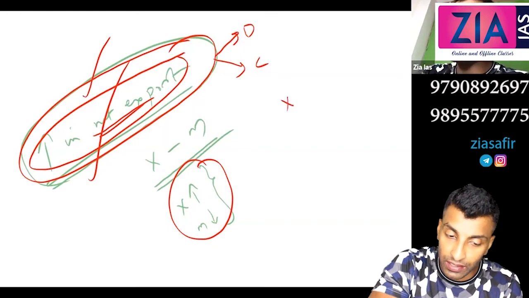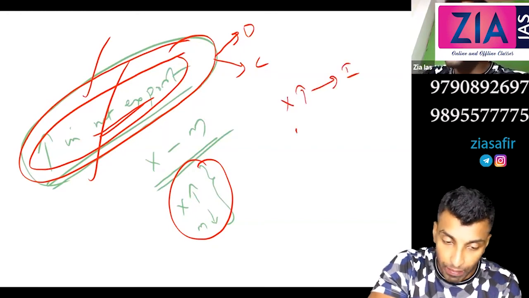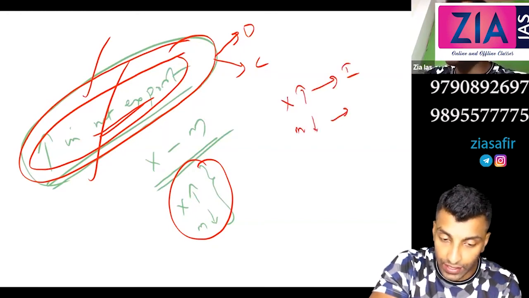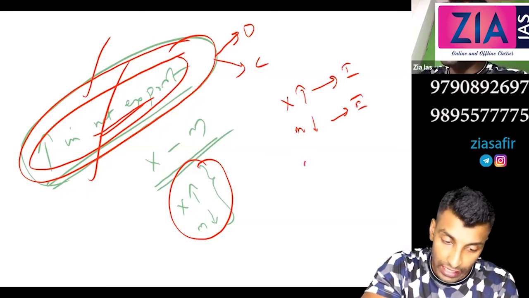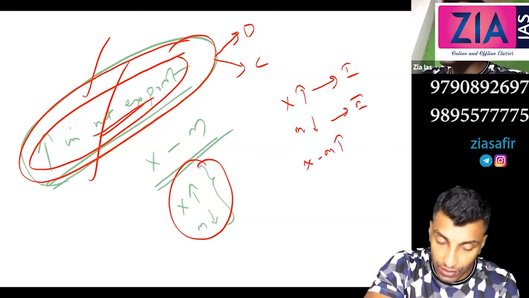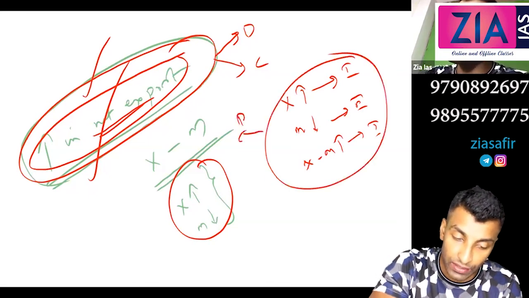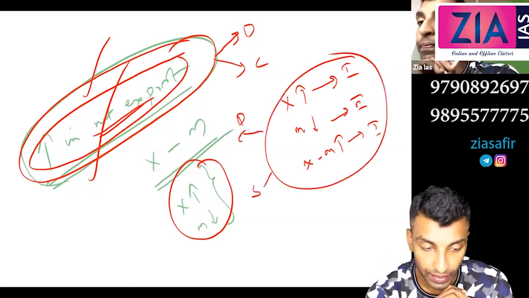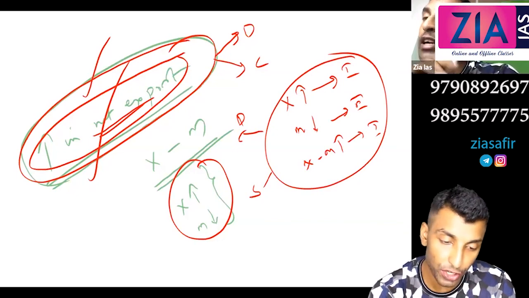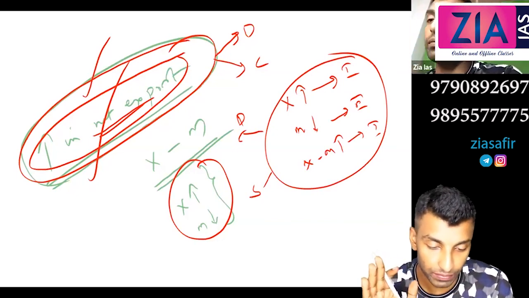So export increase is inflationary. Import decrease is inflationary. Okay, X minus M increase, this is also inflationary. All these are inflationary both from demand pull side as well as supply side. And depreciation of rupee also comes in both. These are common.